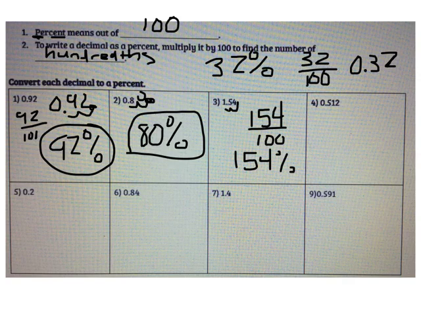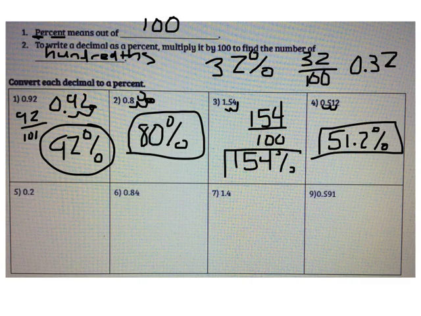Look at the next one. 512 thousandths. I can move the decimal once, twice to the right, multiply by 100 to find the number of hundredths. So the answer is 51 and 2/10%, 51.2%. Now you try a few. Write 2/10 as a percent. Well, I can move the decimal once, twice. The answer is 20%.